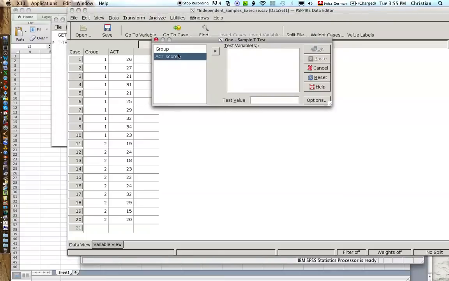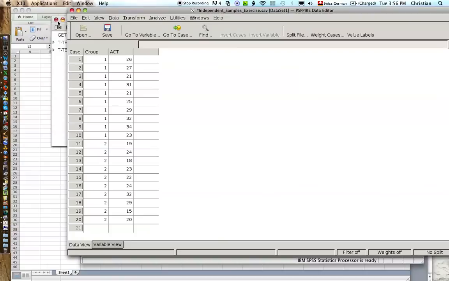We choose the variable that we're going to test, which is the ACT score, and then as the population mean we can input the value that we want. So the average in the ACT score for the United States is 20, so we can type in 20 and hit OK.